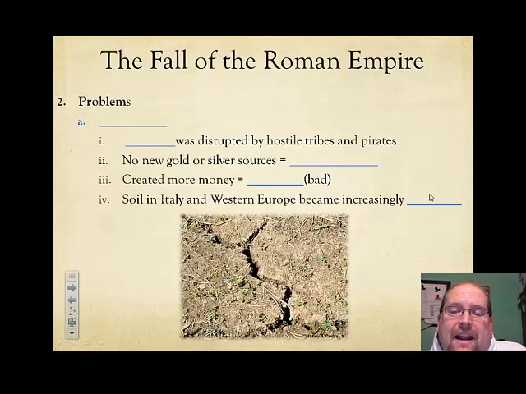Soil in Italy and Western Europe also became increasingly less fertile. Because of that, it hurt agriculture, which did not provide enough food, obviously, for its people. They were over-harvesting, not doing crop rotation like we've learned to do now. They didn't know much about fertilizing their crops, so the soil just got bad and stopped being able to produce those crops it used to be able to.